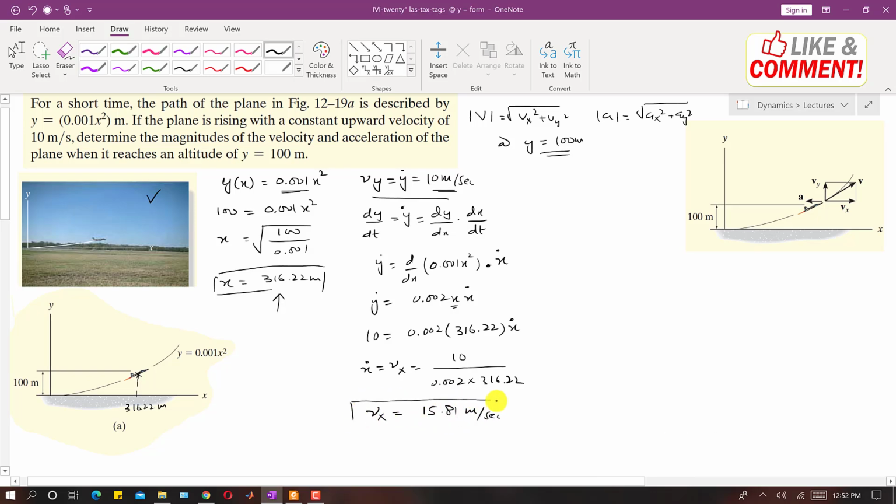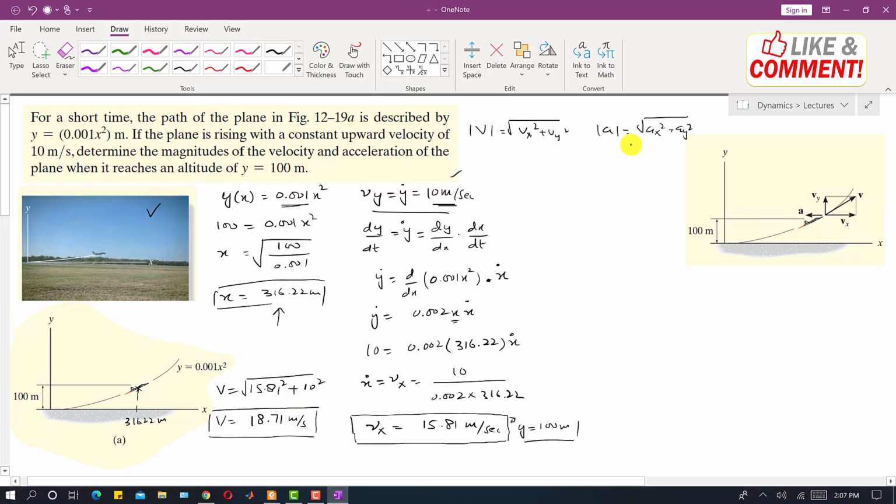So Vx comes out to be 15.81 meters per second when the plane is at a height of 100 meters, right? So when y equals 100 meters. Now we have Vx and Vy, so we can find the magnitude of the velocity. So V will be equal to the square root of Vx squared, which is 15.81 squared, plus Vy, which is given as 10, so 10 squared. So the velocity magnitude comes out to be 18.71 meters per second.